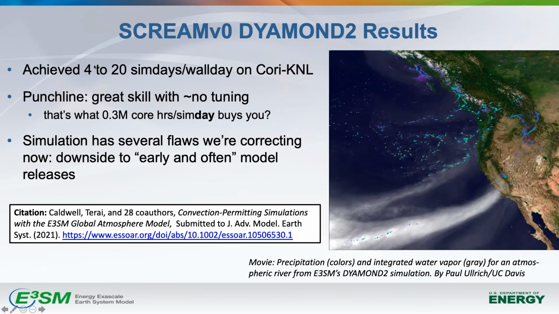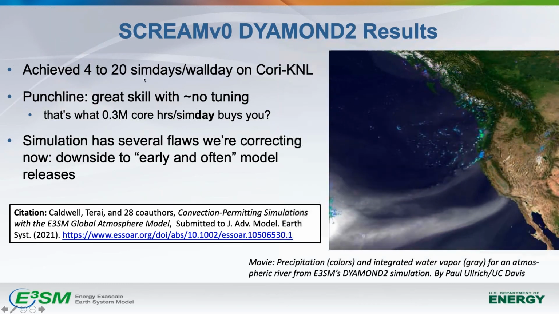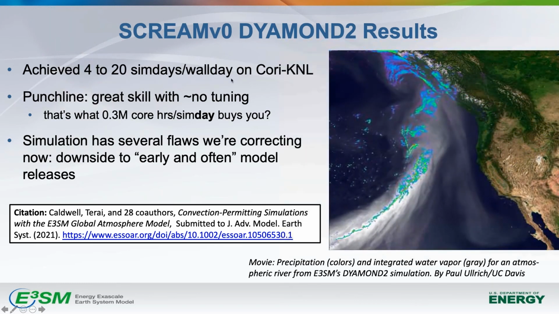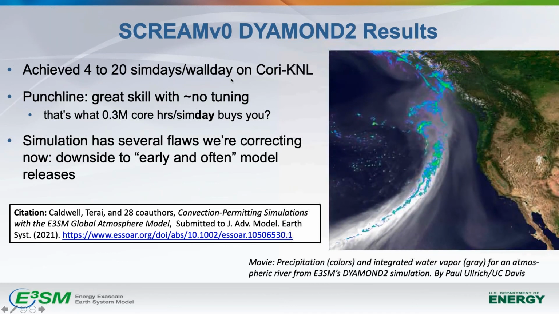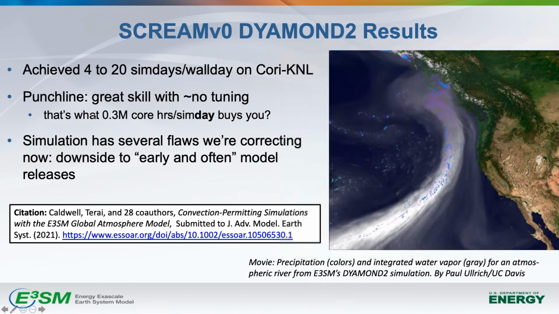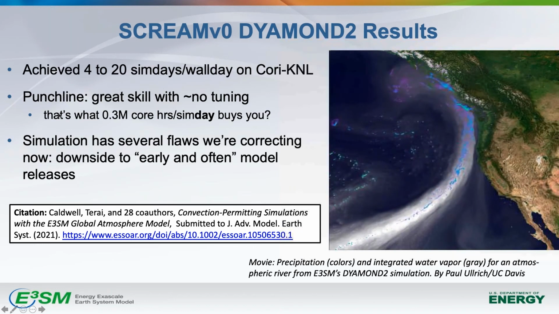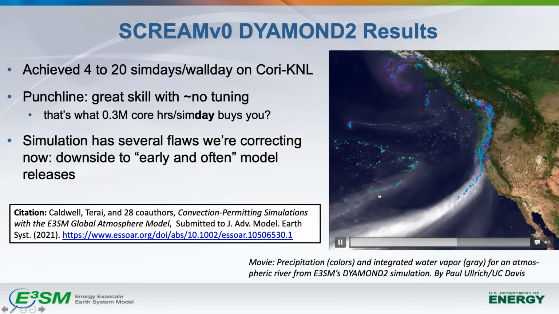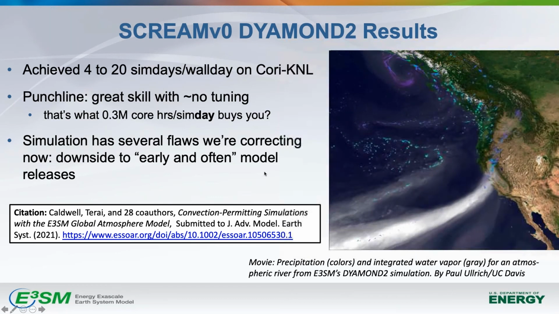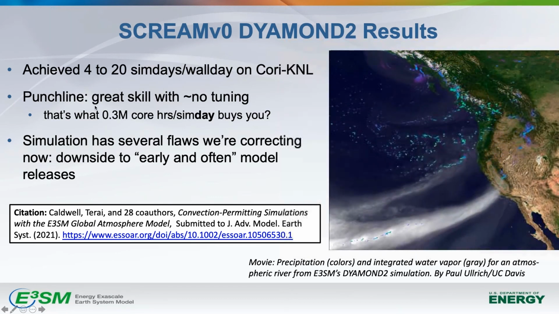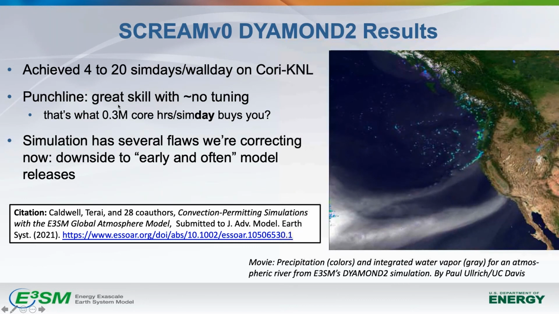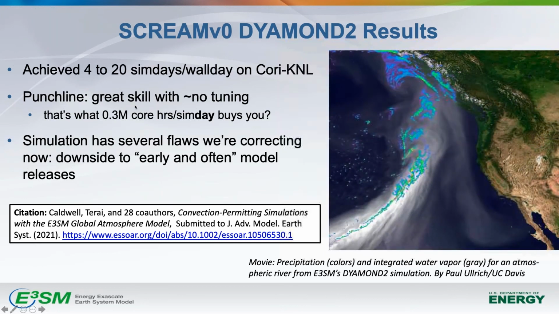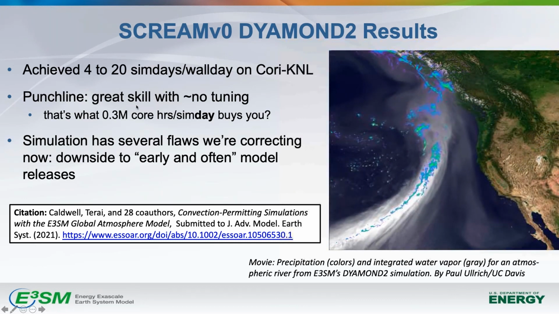Operationally, we're getting something like 4 or 5 simulated days per wall day running on Core KNL. And I was personally shocked at how good the simulation looked in a lot of ways. And we're seeing an atmospheric river movie from that simulation on the right-hand side. And this was kind of a Hail Mary simulation. We did essentially no tuning at all. And so things looked really great.